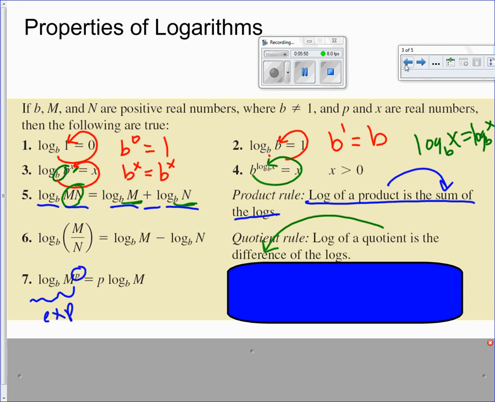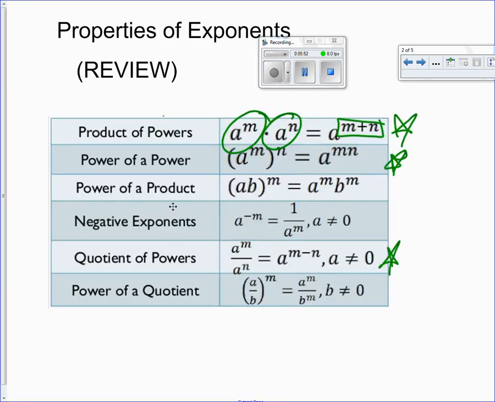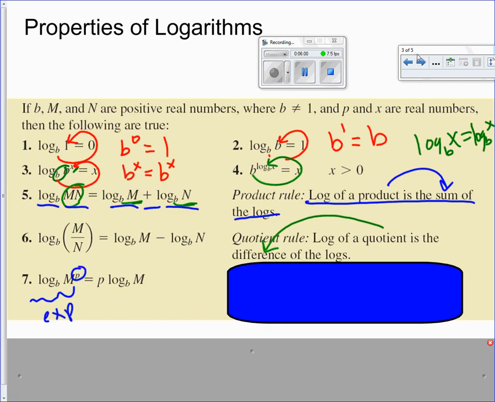So if we flip back, we see that power of a power, that's this one here, the second one, says that when you take an exponent raised to another exponent, you just multiply the exponents together. So this stuff here is an exponent, and the p is an exponent. When you have an exponent on an exponent, you just multiply the exponents together. So we're going to multiply p by the logarithm, or the other exponent, because the logarithm is an exponent.